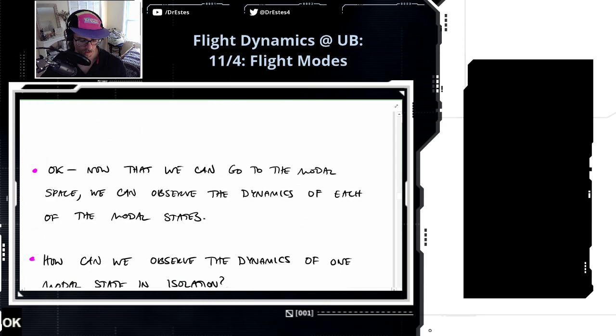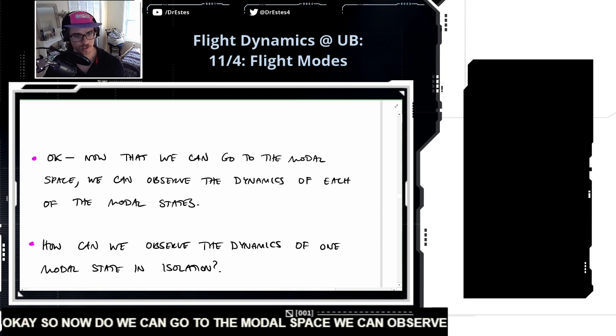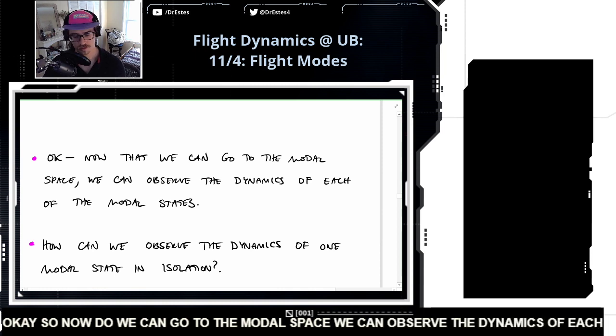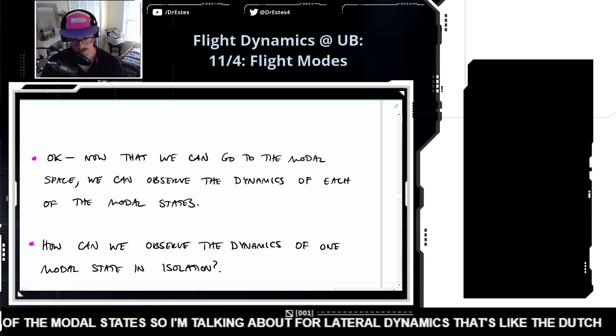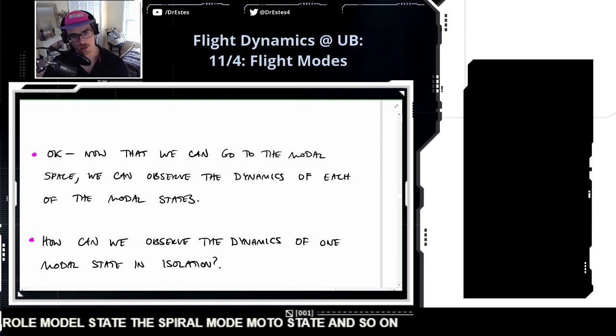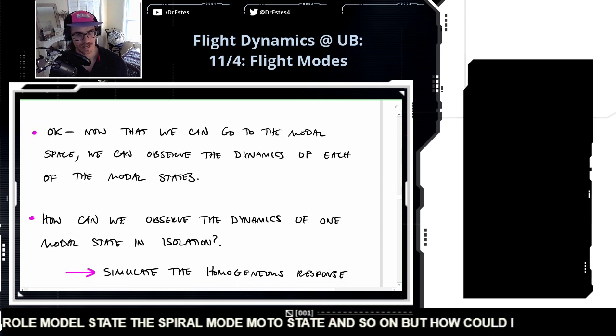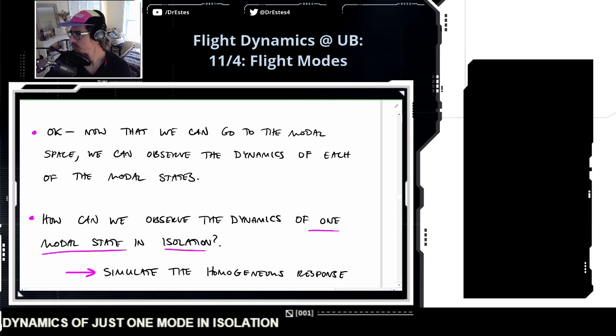Okay, so now that we can go to the modal space, we can observe the dynamics of each of the modal states. So I'm talking about for lateral dynamics, that's like the Dutch roll modal state, the spiral mode modal state, and so on. But how can I observe the dynamics of just one mode in isolation from the others?